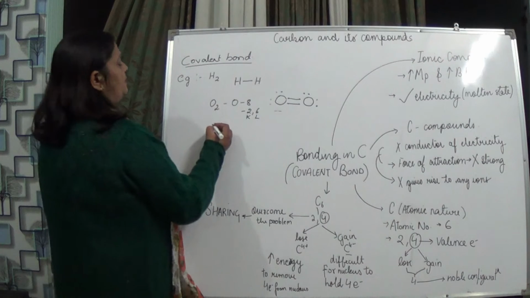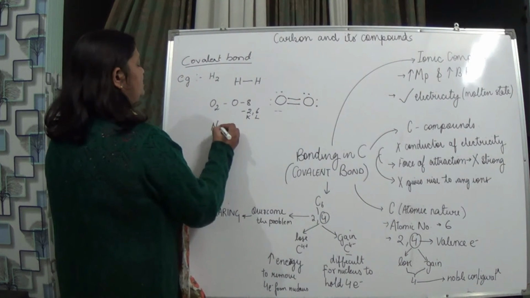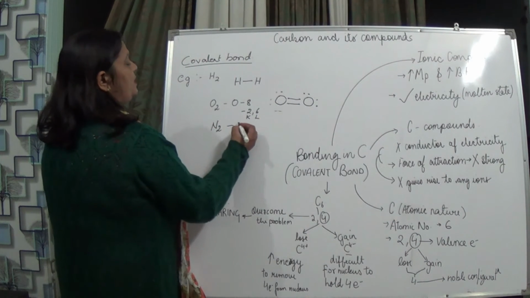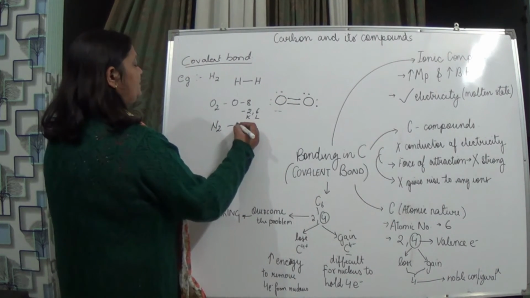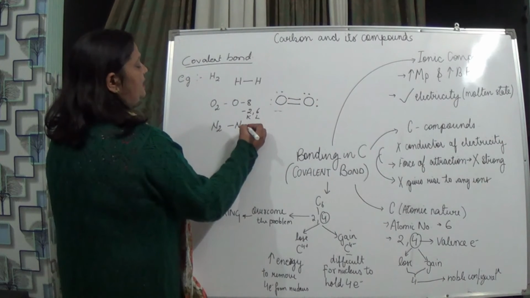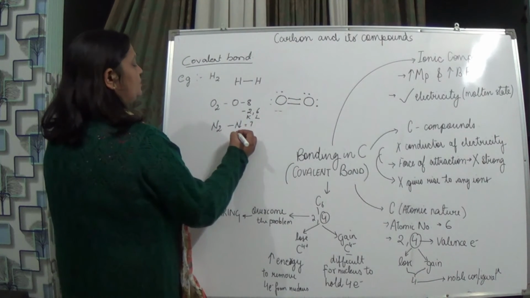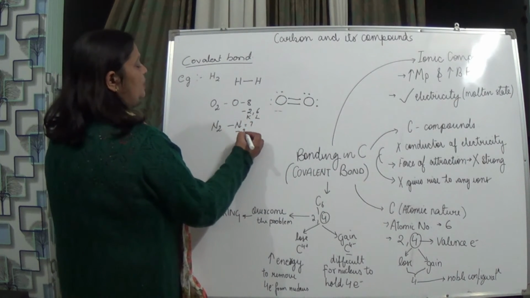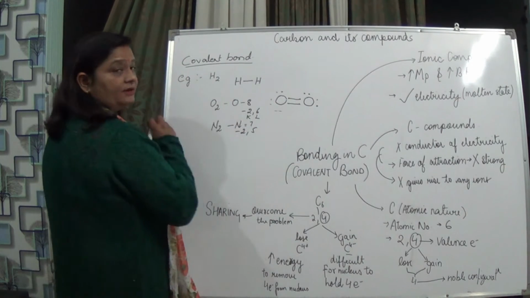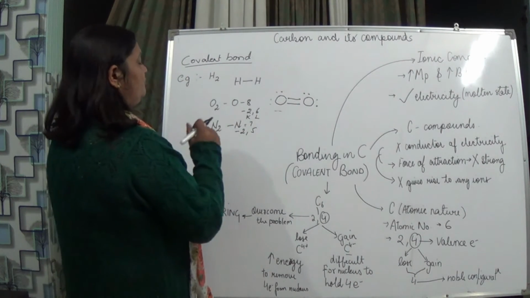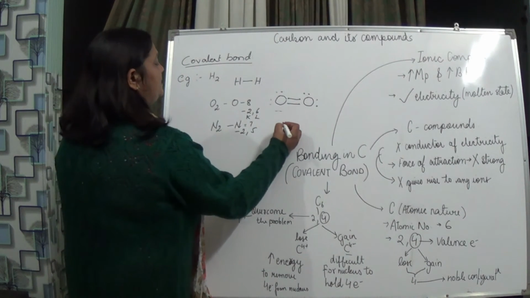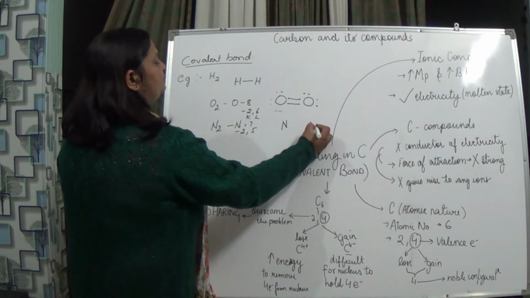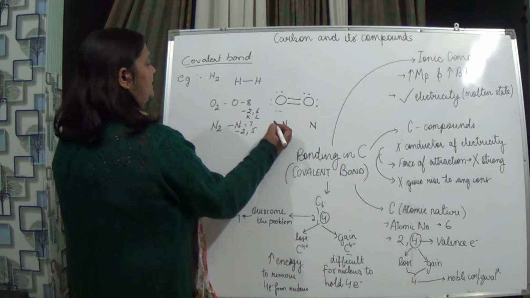Now coming to the triple covalent bond, take the example of N2. Nitrogen's atomic number is 7, so its configuration becomes 2 and 5, isn't it? So here we will see that nitrogen has 5 valence electrons, isn't it?